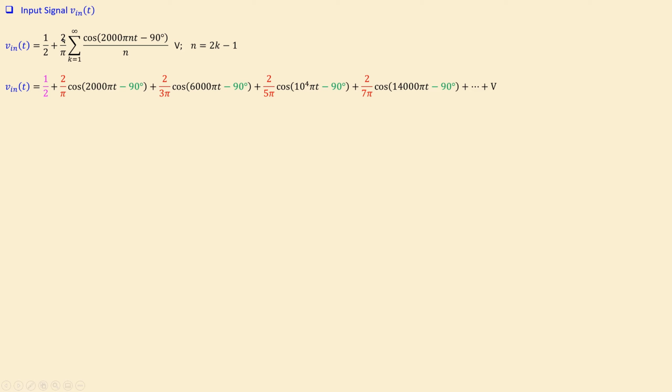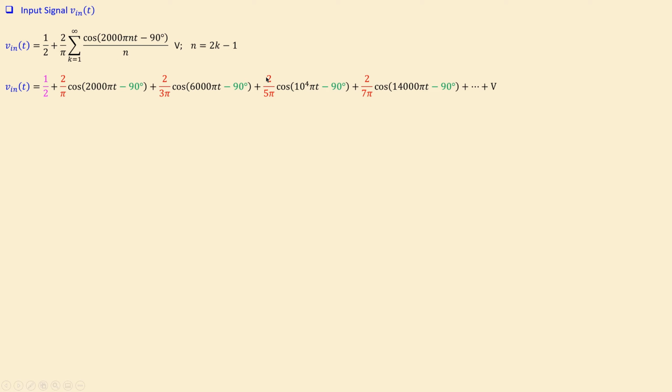The amplitude is given by 2 over pi n, and then the cosine of 2000 pi n t minus 90 degrees. And if you move on, for example, this for n is 1, and this for n is 3, you can see the 3 here will be in the denominator, and this will of course be 6000 pi. The phase will be again minus 90 degrees, so that doesn't change. And it will be for n is 5 in a similar form.